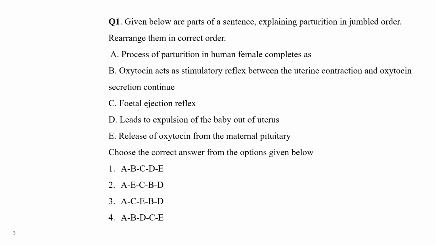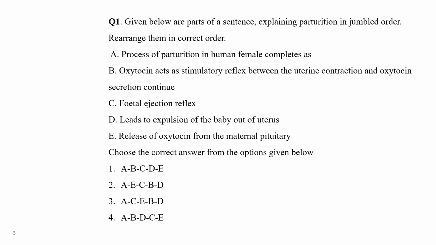C, fetal ejection reflex. In D, leads to expulsion of the baby out of the uterus, and E, release of oxytocin from the maternal pituitary. So we have to choose the correct answer from these 4 options. We have to arrange these sentences in order, right? So take 5 to 10 seconds, and after that we will discuss the correct answer. Okay, now time up.